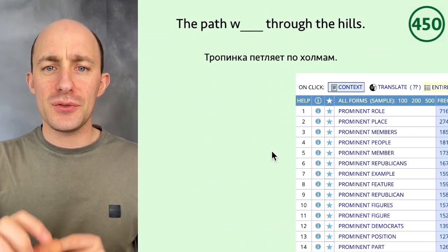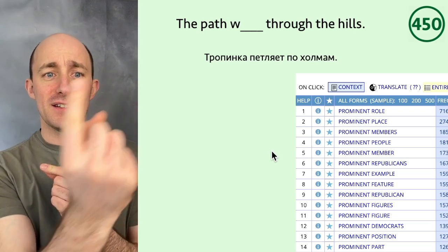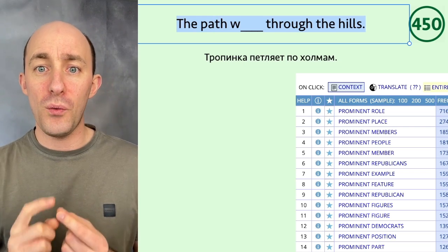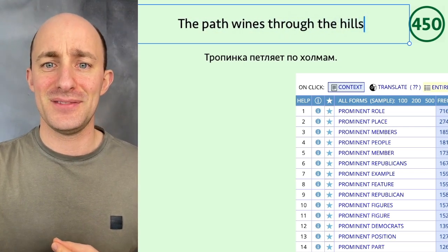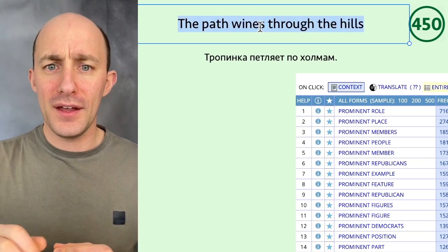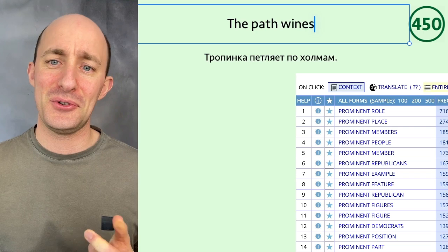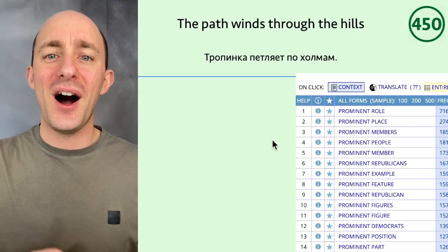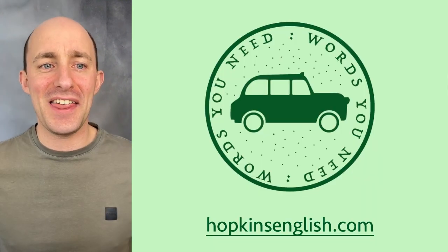And you can also use this word in this context. Тропинка петляет по холмам. The path winds through the hills. Not winds. Try again. The path winds through the hills. No, I give up. Doesn't work. Winds. Winds. Okay. That's all.